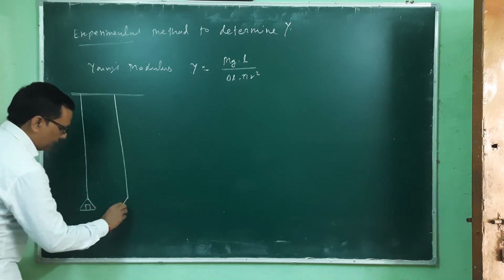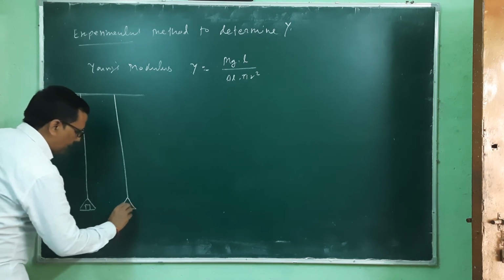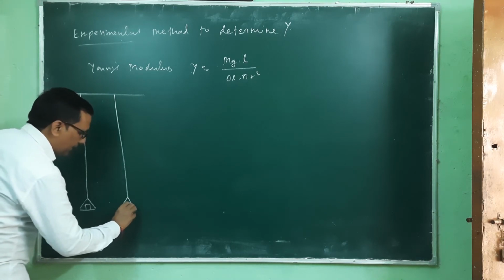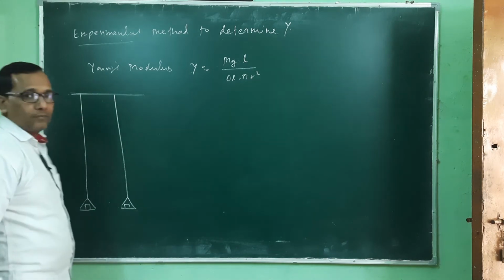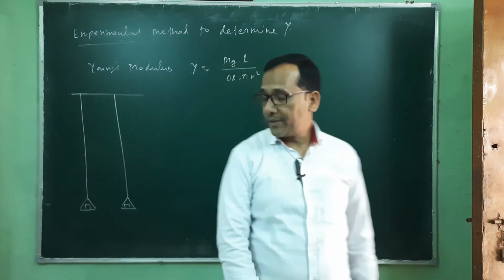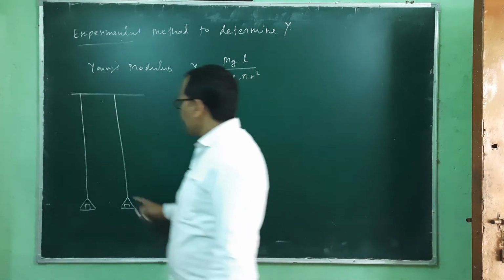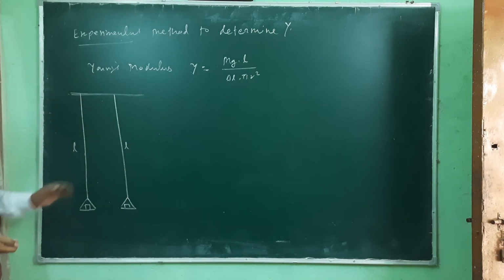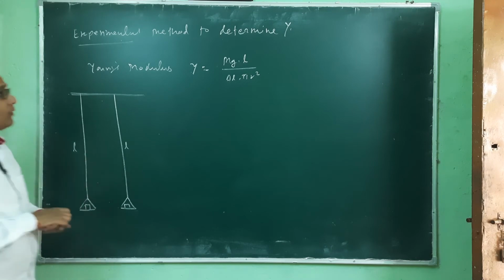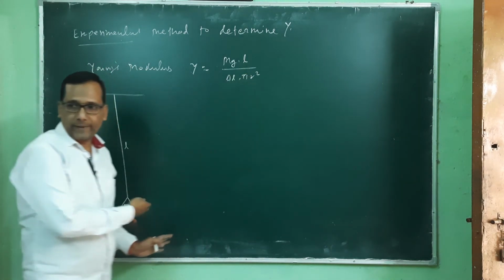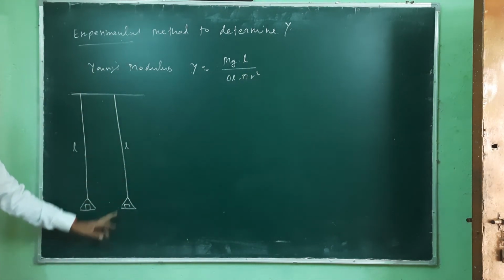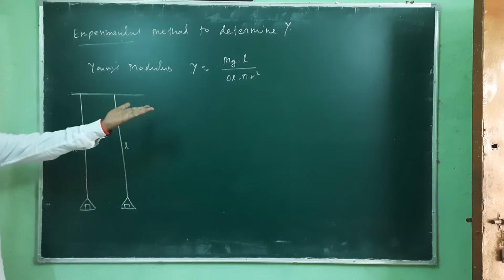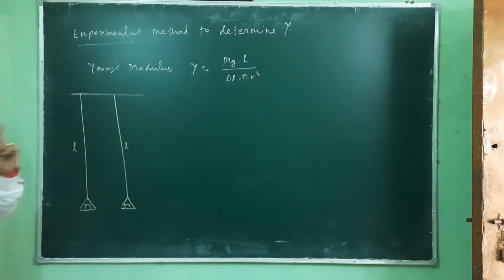This is the initial weight on the wire to keep the two wires straight. The length is given, so this L, the length of the wire, these are identical. Initially we can measure the length. So the first parameter, this L, is okay. We can calculate this length just using a meter scale.